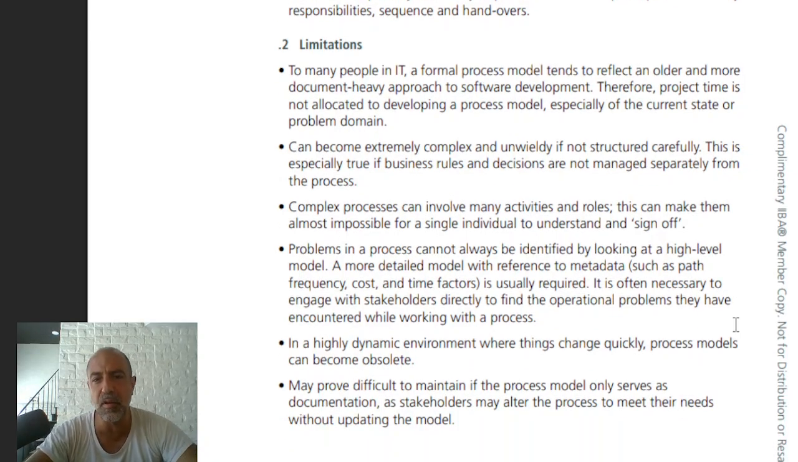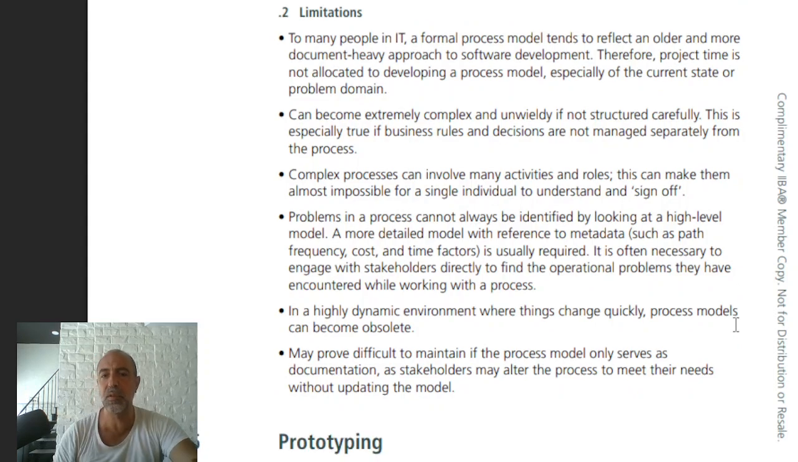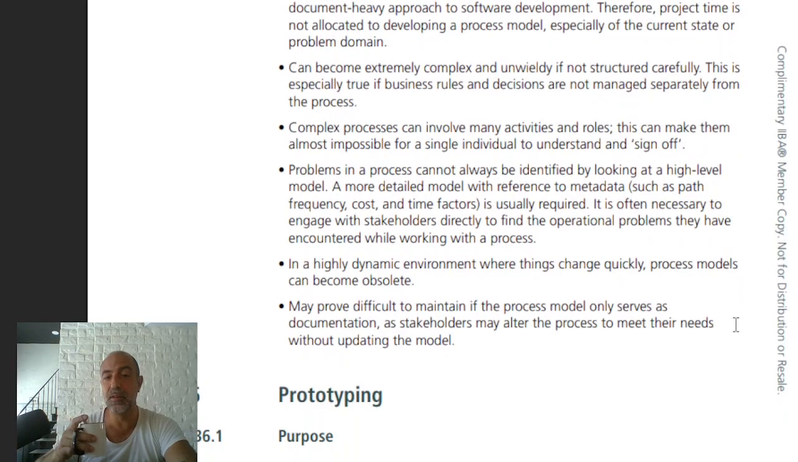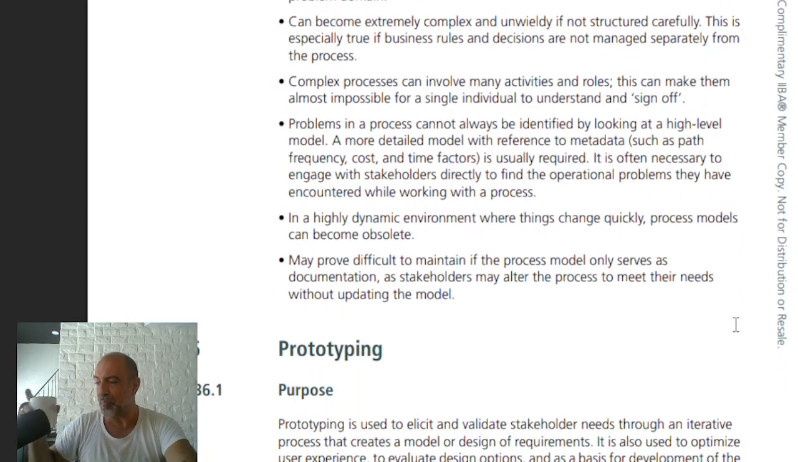Complex processes can involve many activities and rules. This can make them almost impossible for a single individual to understand and sign off. Yeah, you probably have to go through multiple departments for each approval in order for something to be finalized. But hey, who knows? Isn't that a CEO's job to understand this?